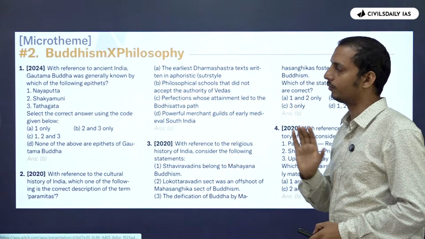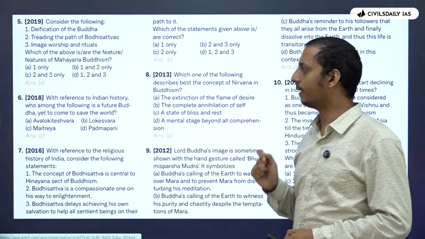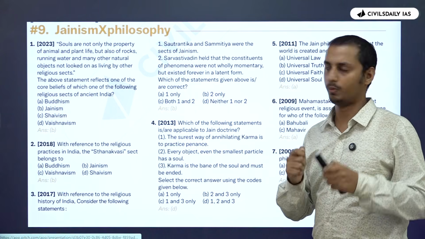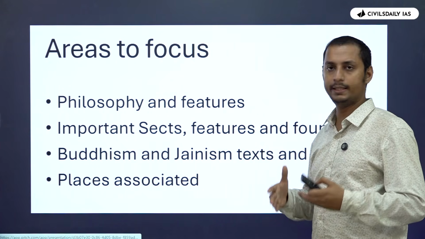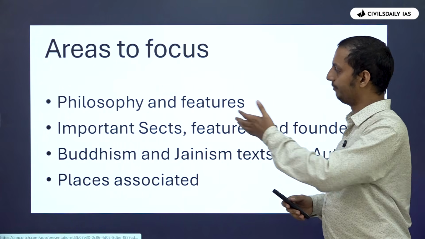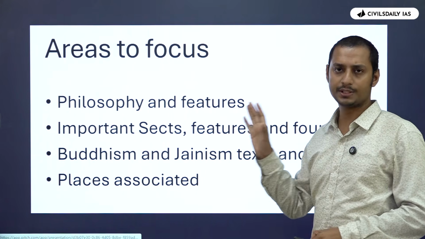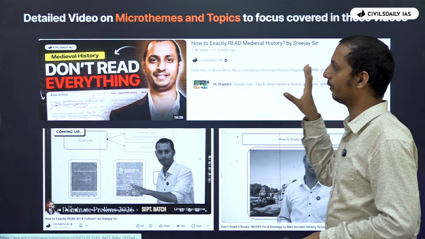This is not what we will be discussing in this video, for the fact that all these have already been covered in existing YouTube videos, right? So the areas to focus regarding art and culture most probably are Buddhism and philosophy, and the features, important sects and features, founders, Buddhism, Jainism. So this is not what I'll be doing today, okay? For the fact that, as I said earlier, all these have already been covered.